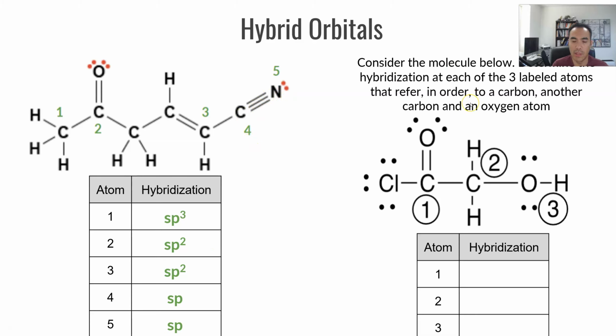Now on this side, determine the hybridizations for each one. Let's take a look at number 1. This one has 1, 2, 3, so it'll be sp2. Number 2 would be 4 things attached, so it should be sp3. And finally, number 3 should be 2 things attached plus the lone pairs, which would be sp3. So 1, 2, 3, 4. Just be very careful with the lone pairs. Sometimes we tend to forget those.